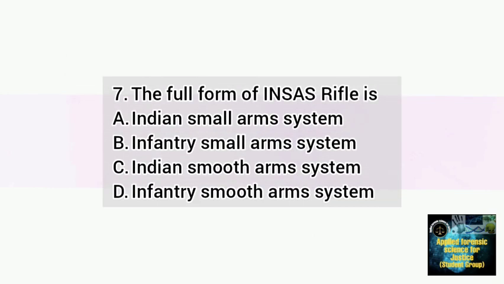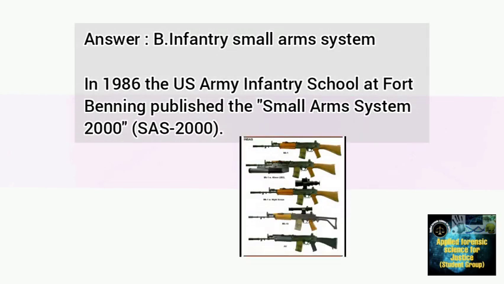Question number 7. The full form of INSAS rifle is: option A, Indian Small Arms System; option B, Infantry Small Arms System; option C, Indian Smooth Arms System; and option D, Infantry Smooth Arms System. The correct answer is option B, Infantry Small Arms System. In 1986, the U.S. Army Infantry School at Fort Benning published the Small Arms System 2000, SAS 2000.